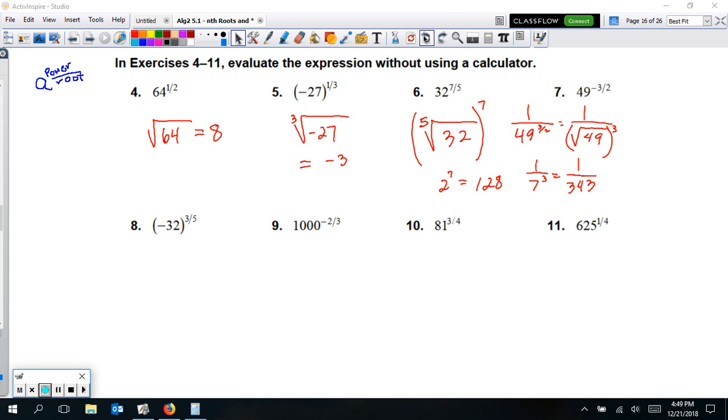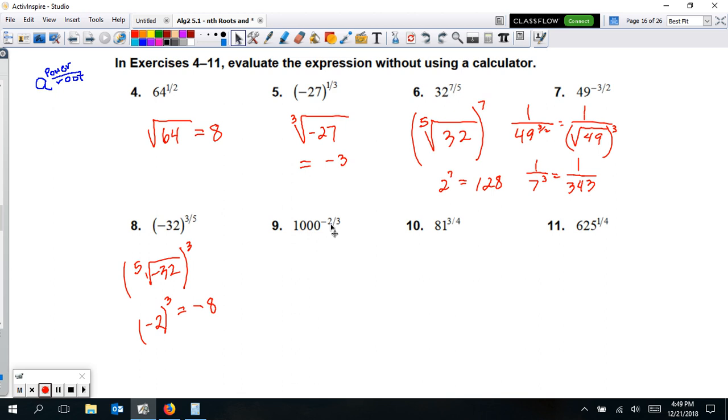Okay, so here's our next one. Negative 32 underneath. You can see 5's on the outside, 3's there. So again, we're seeing the 5th root of 32, kind of like that number 6 one. That's going to be a negative 2 inside there. Now we just raise that to the 3rd power. 3 negative 2's will make a negative 8. So you should have got negative 8 for problem 8.